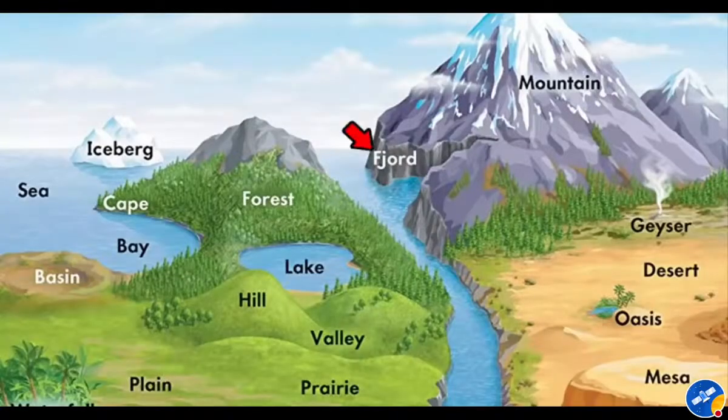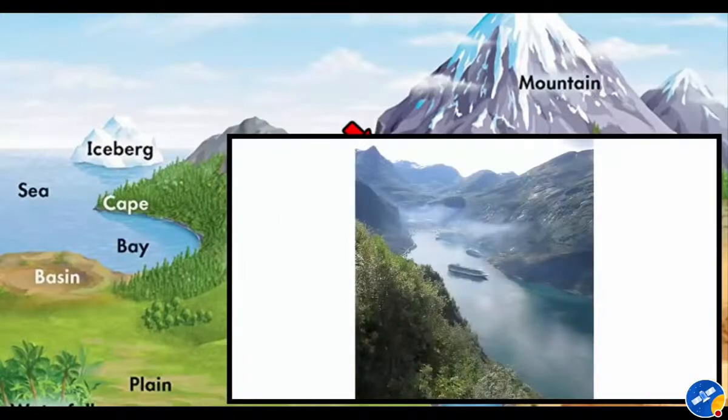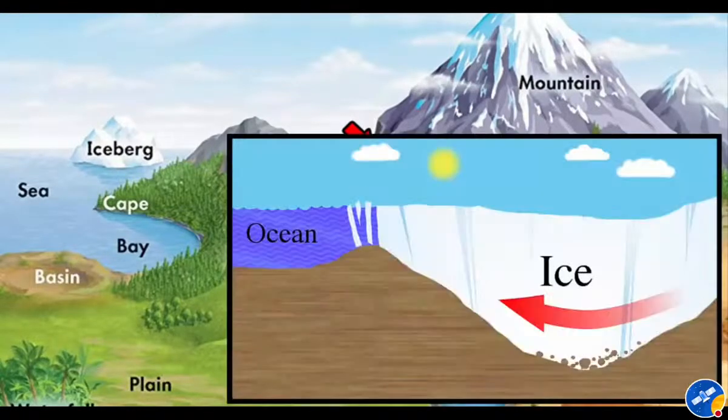The next one is fjord. The J is silent when you pronounce it. These are a long, narrow, deep inlet of the sea between high cliffs. How are they formed? They are created by glaciers. I just told you how glaciers are formed, right?